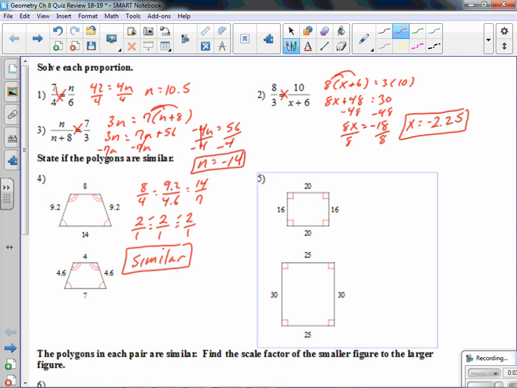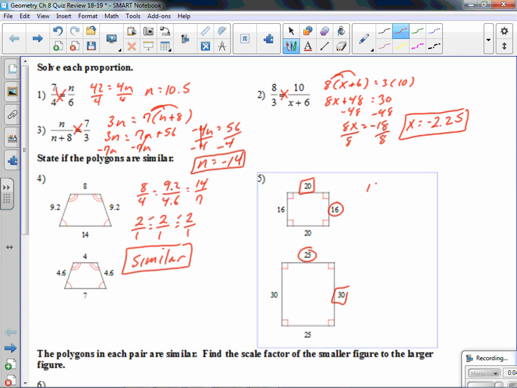Alright, then the next one, all 4 angles in both of them are right angles, so all the angles are good. So then we start checking proportionality of the sides, and these are not oriented the same because we see that the short side here is 16, the short side on this one's 25, so those go together, and the 20 and the 30 go together, which the other 2 sides are just copies of those 2, so we just have to check 2 sides.